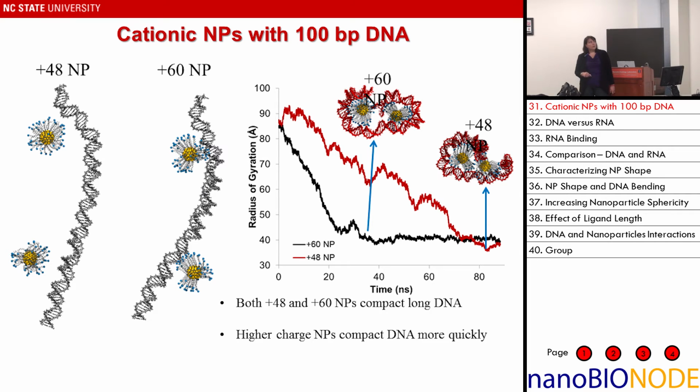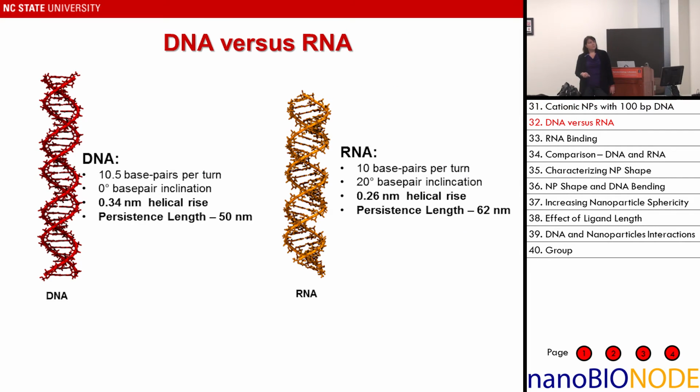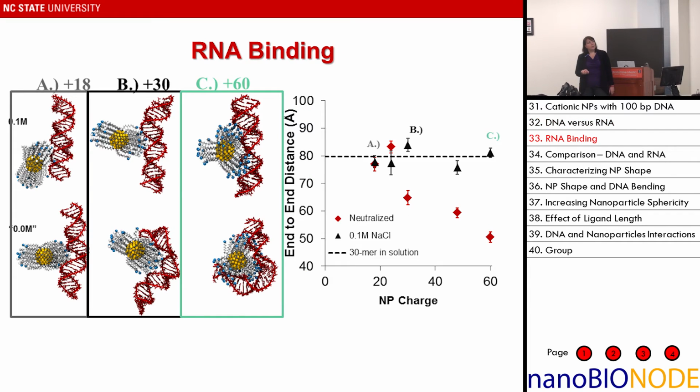If we look at DNA versus RNA, the difference is the persistence length, basically, and the helical rise. So it's a much stiffer molecule. And we look at the same end-to-end distance contributions. We can see that if we have it at physiological pH, at a 0.1 molar sodium concentration, the RNA does not bend at all. So it only bends with no salt.